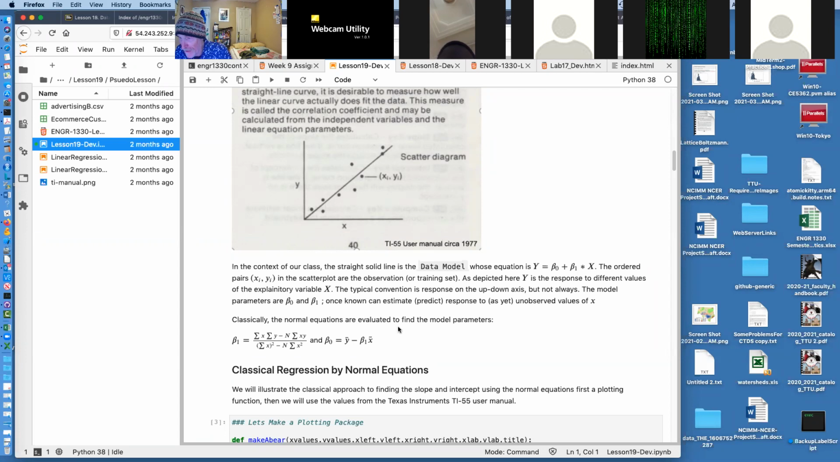As depicted here, the value y is the response to different values of the explanatory variable x. The typical convention is response on the up-down axis, but not always. Keep that in mind. In some instances, the axes will be rotated, but that is for a later date and time. Usually, the up-down axis is the response, and the left-right axis is the predictor, or the explainer, or the feature. The model parameters in this instance are beta 0 and beta 1, which you know as intercept and slope.